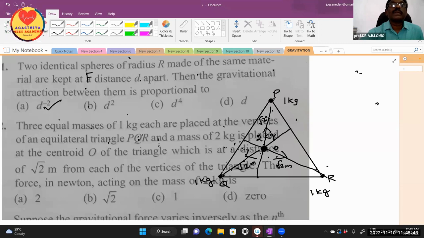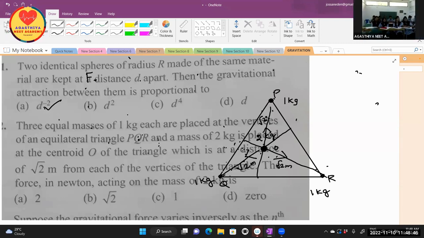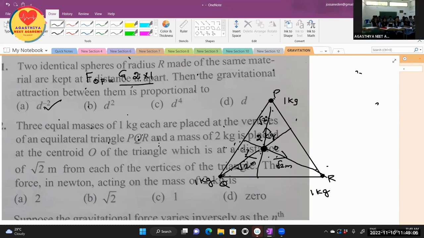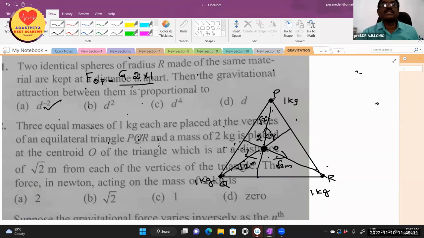The force exerted on the mass O due to the mass P. Use the formula F = G M1 M2 divided by R squared. What is the distance between P and O? It is given as √2. As per formula, distance squared. Understand? Therefore, G × 2 divided by 2. Answer is G.